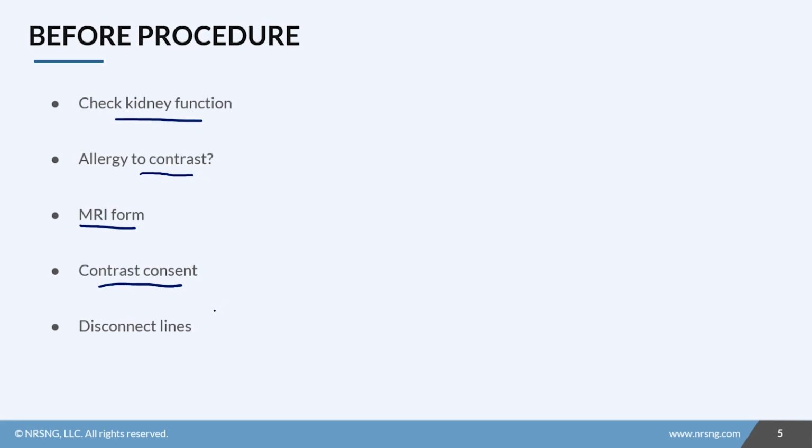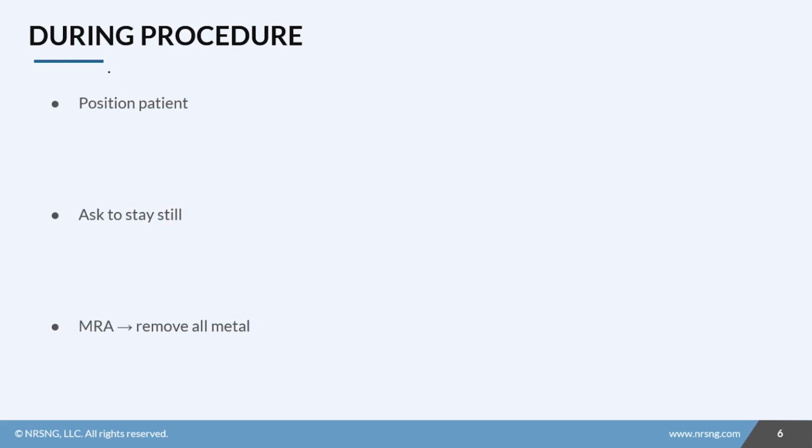And if the patient's having a CT angiography, go ahead and have them sign that CT contrast consent after explaining the procedure. Disconnect any IV lines before the test because the tech's going to be using the IV for contrast administration. During the procedure, position the patient according to the body part being viewed. Ask the patient to stay still for clear images. We don't want to have blurry images.